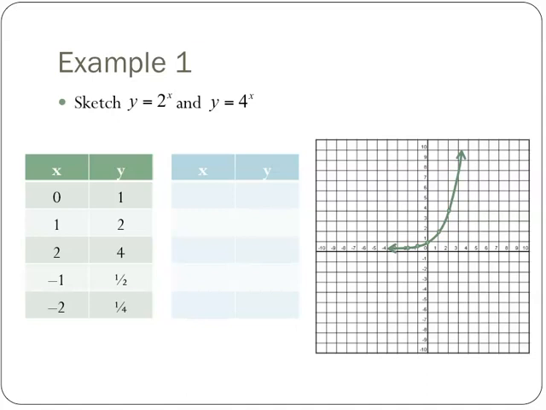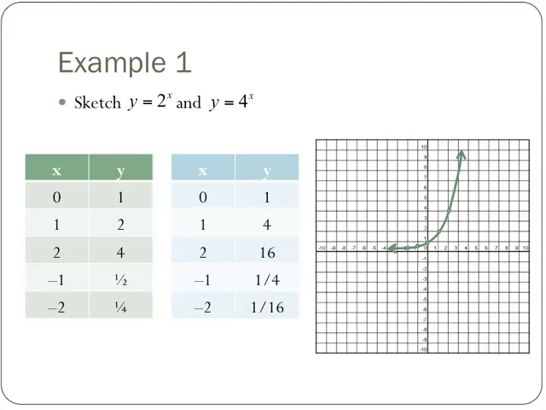Let's do the same thing with y equals 4 to the x. So plug in 0, 4 to the 0 is 1. Plug in 1, 4 to the first is 4. Plug in 2, 4 squared is 16. Plug in some negatives in there. Plug in negative 1, we have 1 over 4 to the first power, which is 1/4. Plug in negative 2. We have 1 over 4 squared, which is 1 over 16.